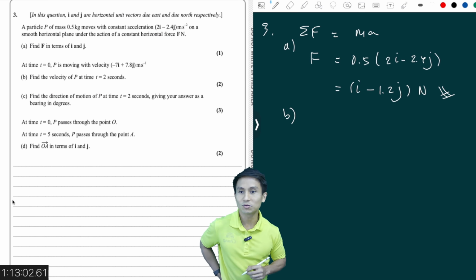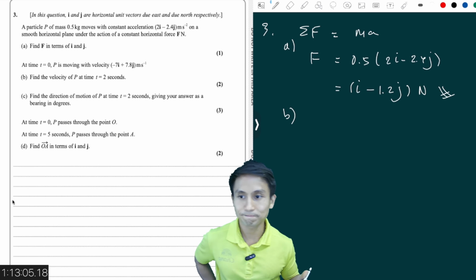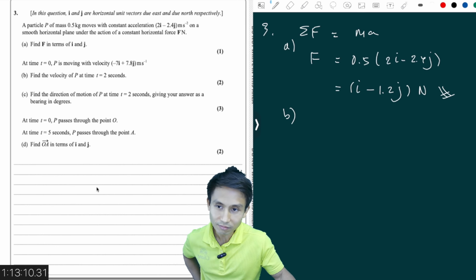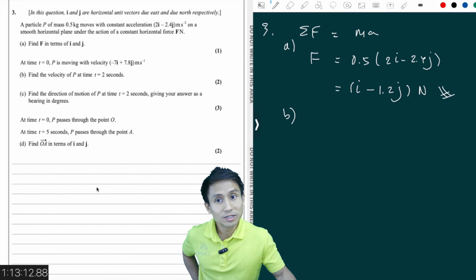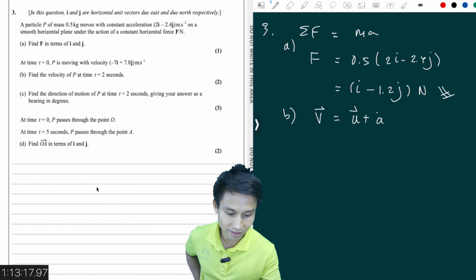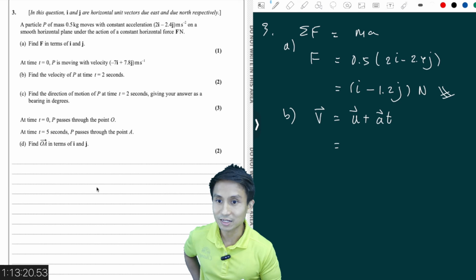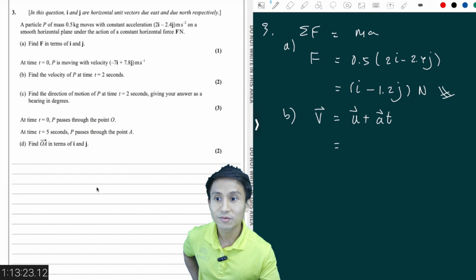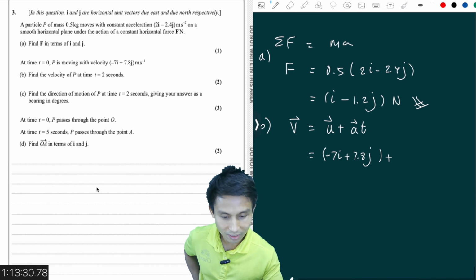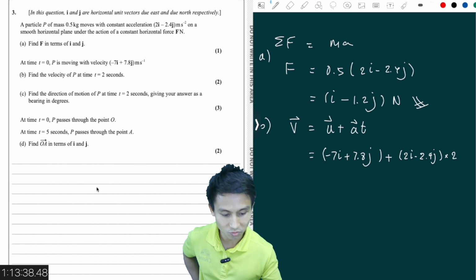Part B. At time t equals 0, p is moving with the velocity of that. Find the velocity of p at time t equals 2 seconds. Okay, so this is v equals u plus at, all in vectors, yeah? u plus a vector times t. So v at t equals 2. u is given there, minus 7i plus 7.8j, just going to put in brackets. And a is also given at the start, 2i minus 2.4j. And we times here 2, right?